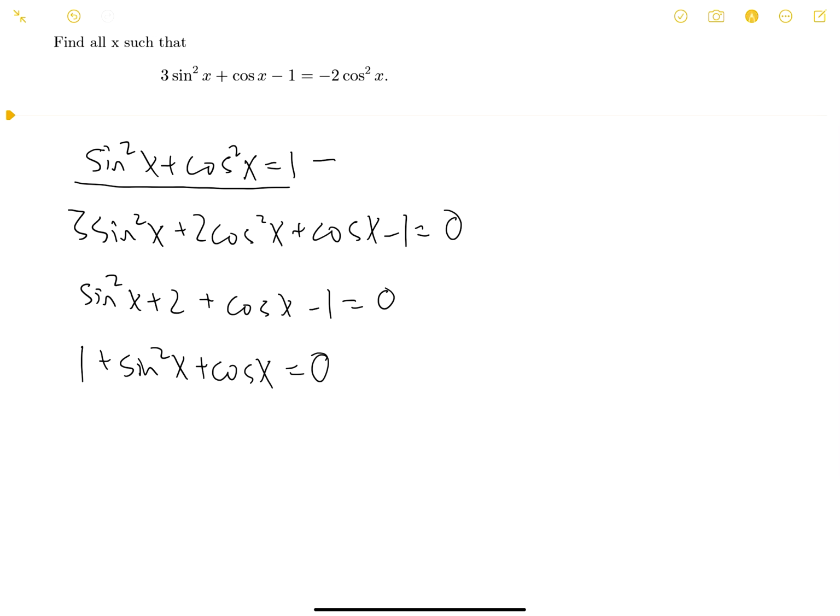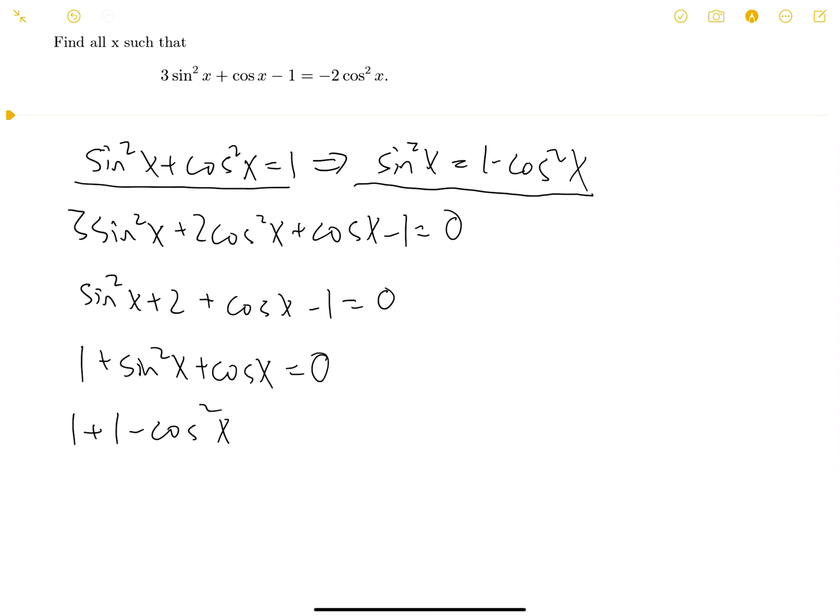However, looking at the above theorem, we can simply rewrite this as sine squared of x equals 1 minus cosine squared of x. Aha! You see, now we can write sine squared of x in terms of 1 minus cosine squared of x, therefore writing this entire equation in terms of cosine of x. Therefore, we can replace sine squared x with 1 minus cosine squared of x, and this becomes 1 plus 1 minus cosine squared x plus cosine x equals 0. We get 2 minus cosine squared x plus cos x equals 0.